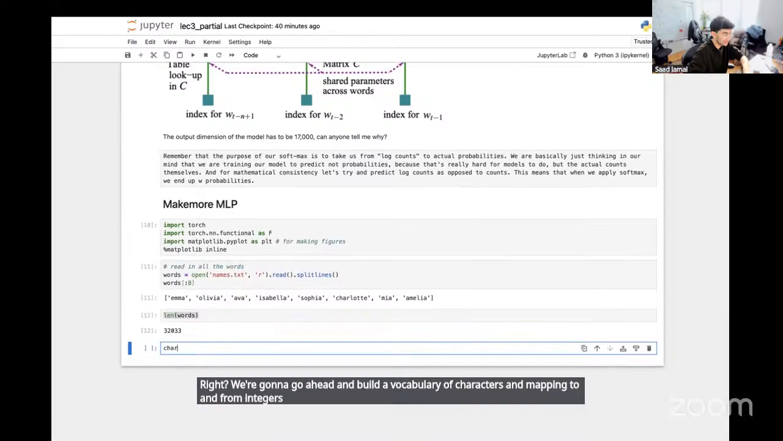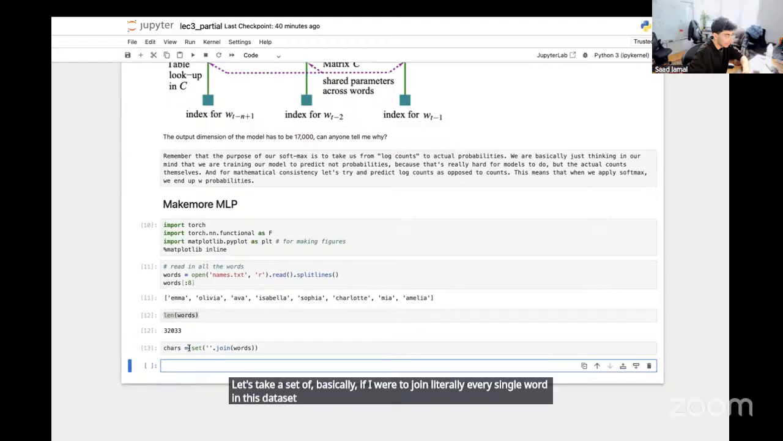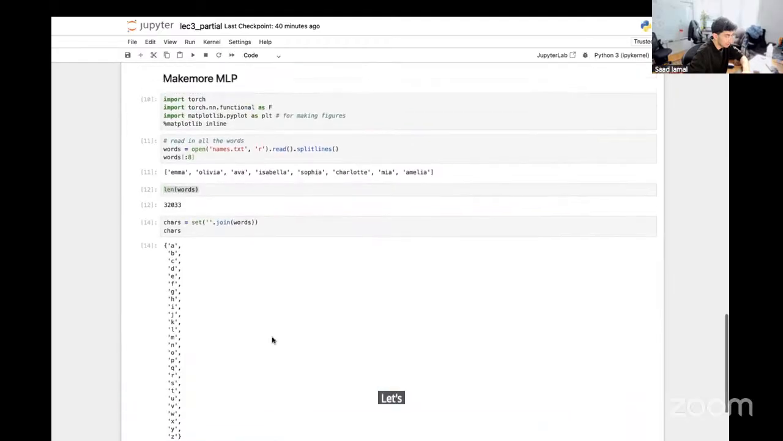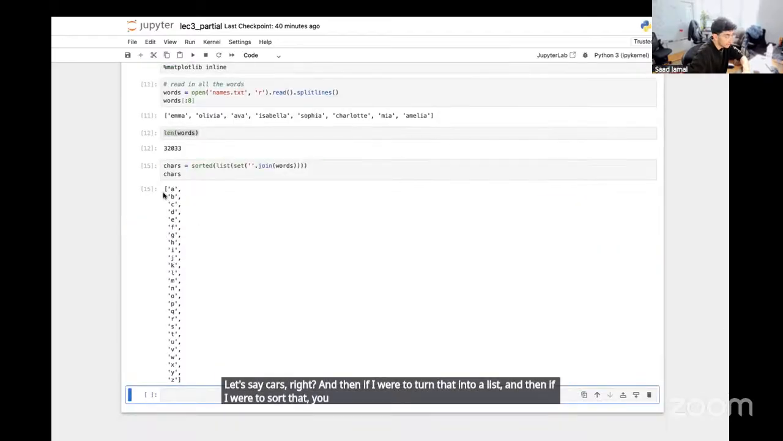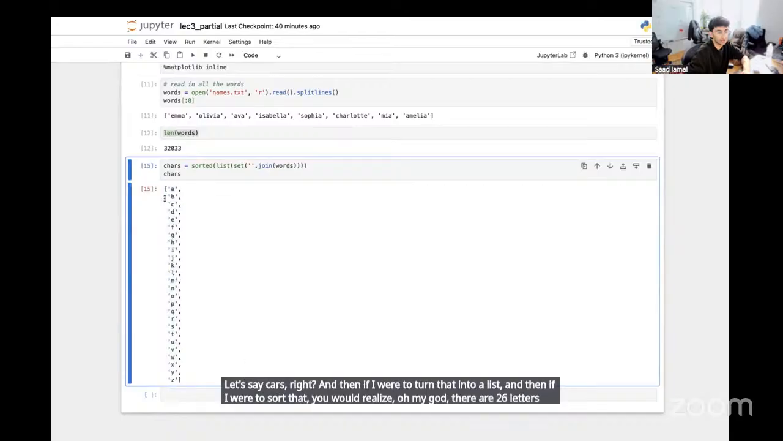So let's say, for example, what are all the characters here? Let's take a set of, if I were to join literally every single word in this data set, I would be left with, let's say, chars, right? And then if I were to turn that into a list, and then if I were to sort that, you would realize, oh my God, there are 26 letters in the English alphabet, right?